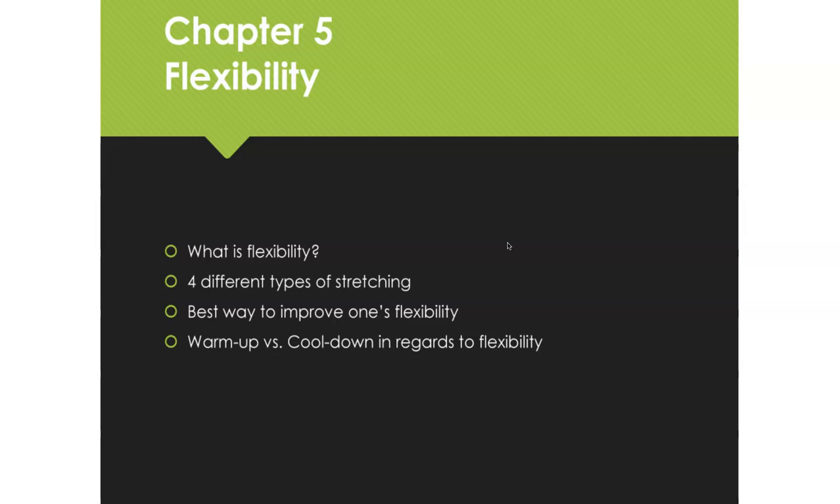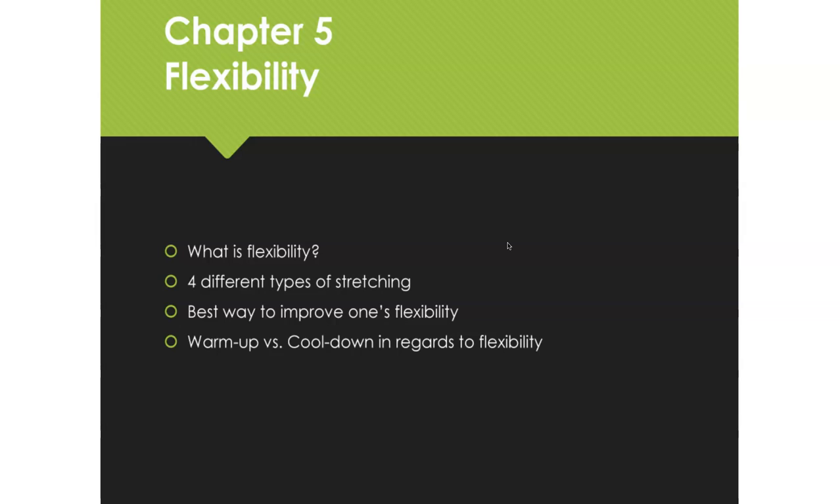So chapter 5 was flexibility. What is flexibility? It is defined as the full range of motion of a joint. There were 4 different types of stretching that we talked about. Be able to determine which one falls into which category and be able to provide examples for those.